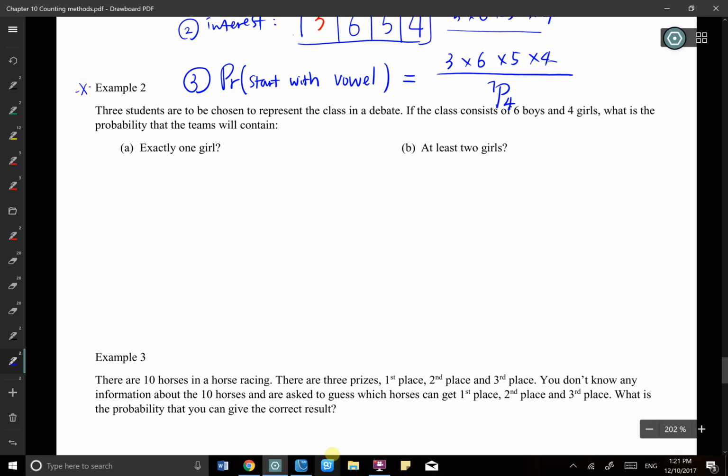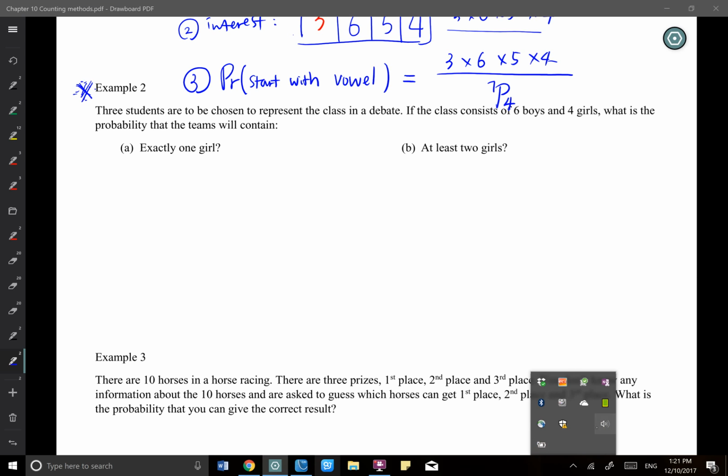Example 2 is the most important question. In Year 12 you will use the knowledge of exactly this type. Although it won't ask you that explicitly, it is using the knowledge of this question. So I'll just get the song. Number 2 says 2 students are to be chosen to represent the class in a debate.